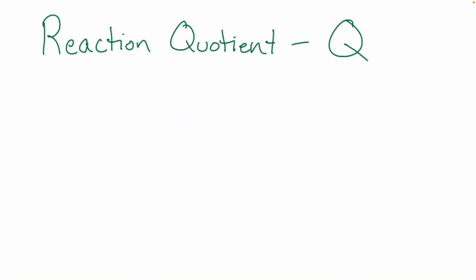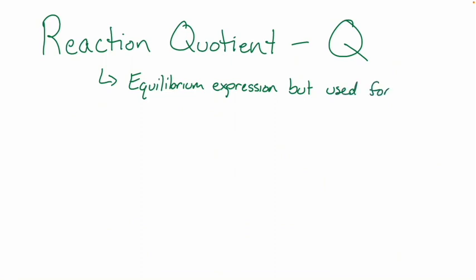All right, your reaction quotient, remember, this is just your equilibrium expression. You build it the exact same way as you build your equilibrium expression. The only difference is the values that you plug in don't have to be equilibrium values, right? Q is what you use for any other set of conditions. So Q is used for conditions outside equilibrium.